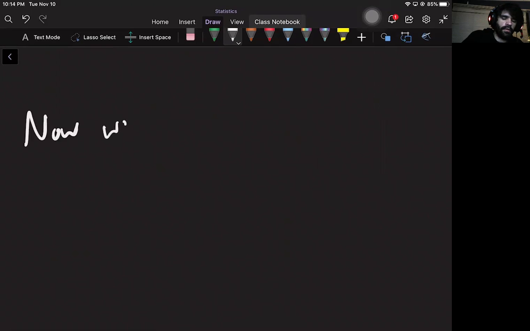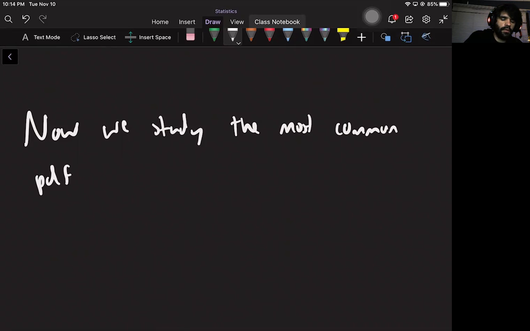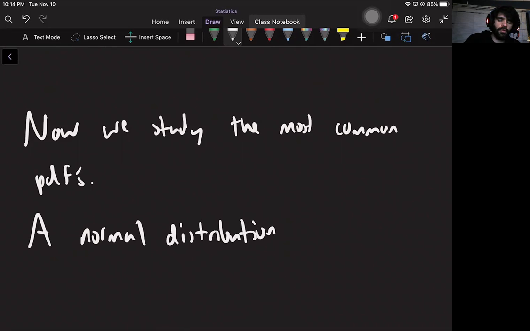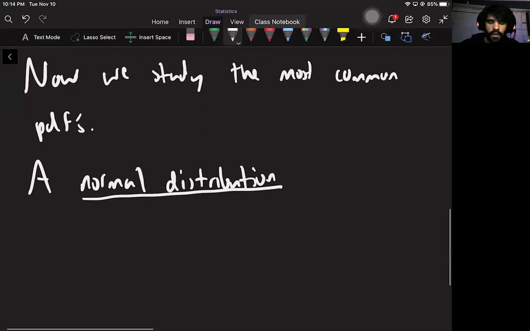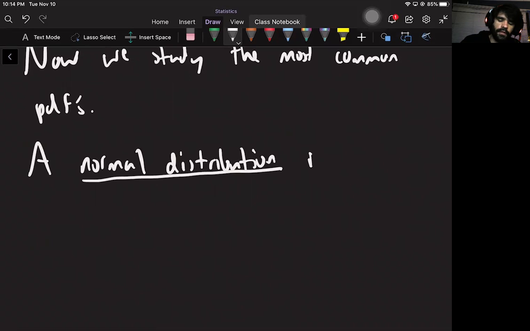Okay, so now we study the most common PDFs, probability density functions. These are called normal distributions. A normal distribution has a much fancier definition than what we're going to say. But for us, it's a PDF, so it's a graph that has area 1, and it's not ever negative.